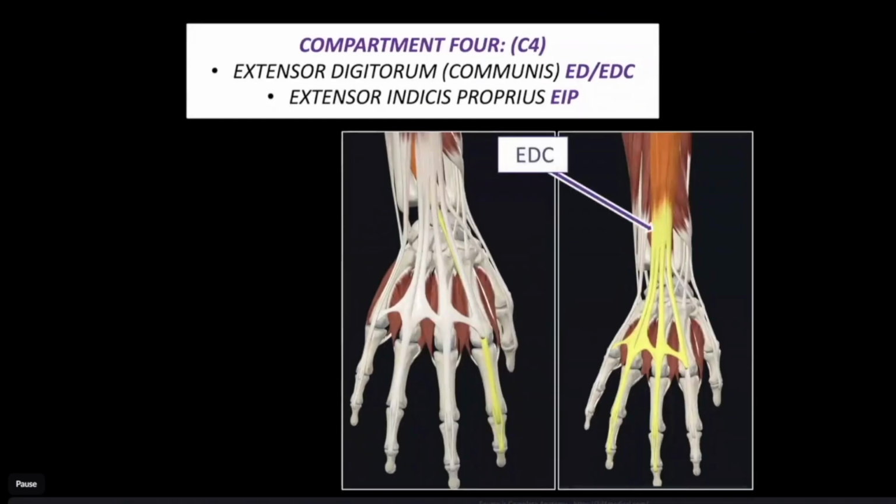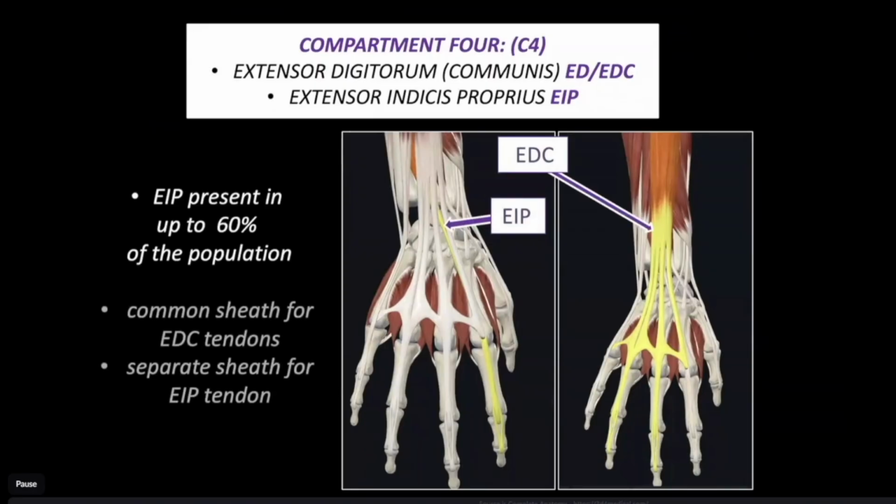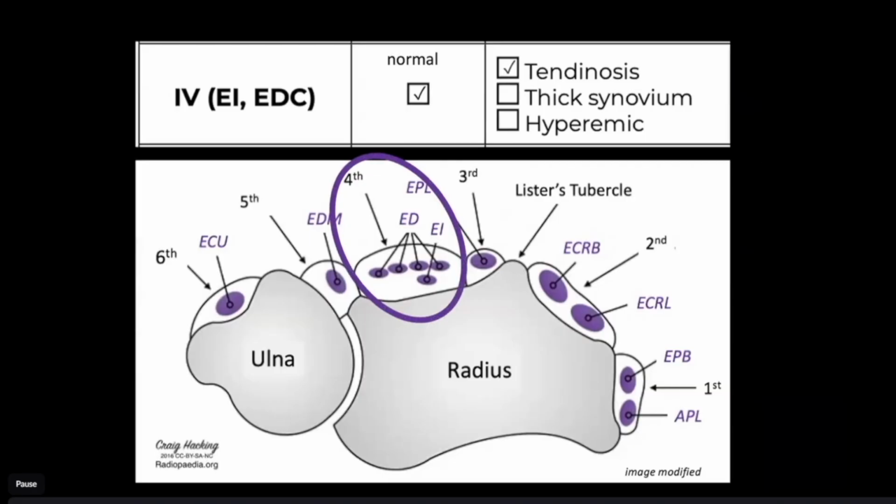Compartment 4, EDC and EIP. Extensor indicis is not present in everyone. It's about 60% of the population. There's a common sheath for the EDC tendons and a separate sheath for EIP. Our worksheet again.